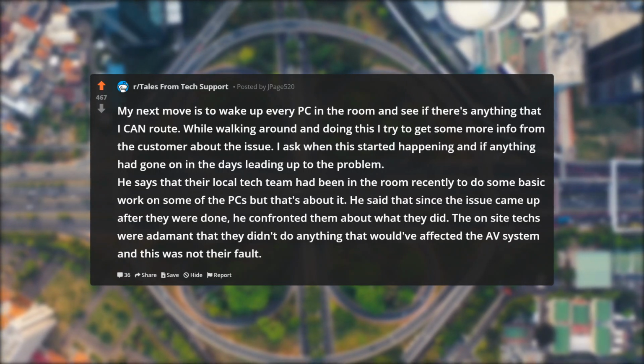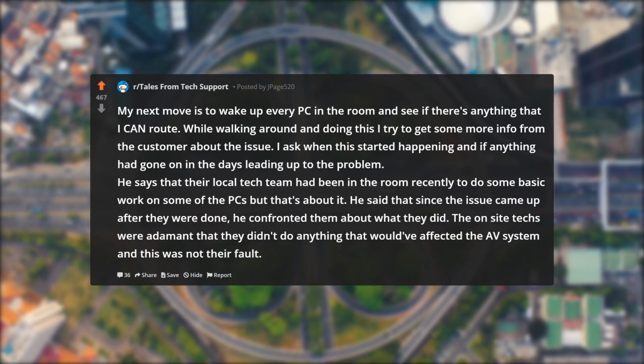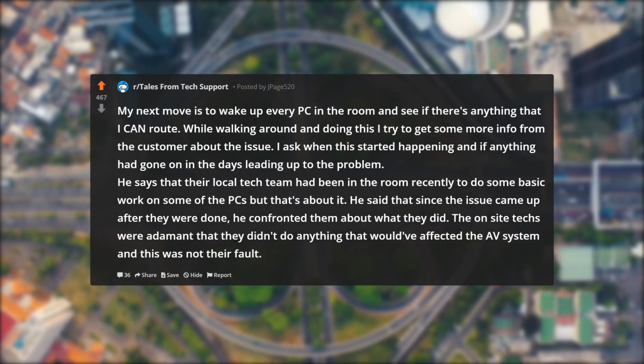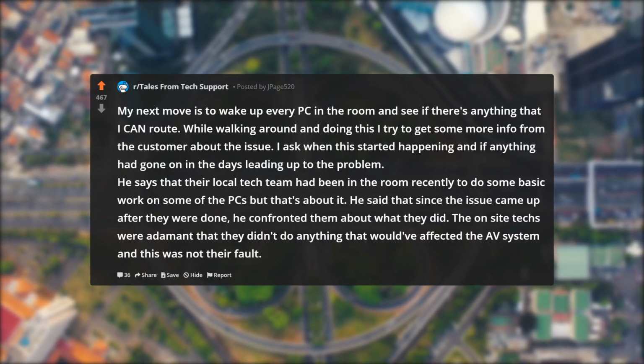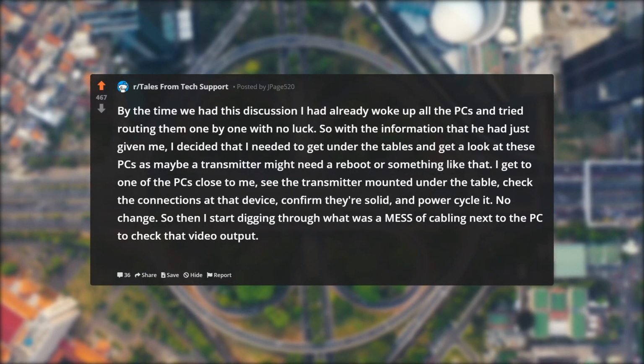He said that since the issue came up after they were done, he confronted them about what they did. The on-site techs were adamant that they didn't do anything that would have affected the AV system, and this was not their fault. By the time we had this discussion, I had already woken up all the PCs and tried routing them one by one with no luck.